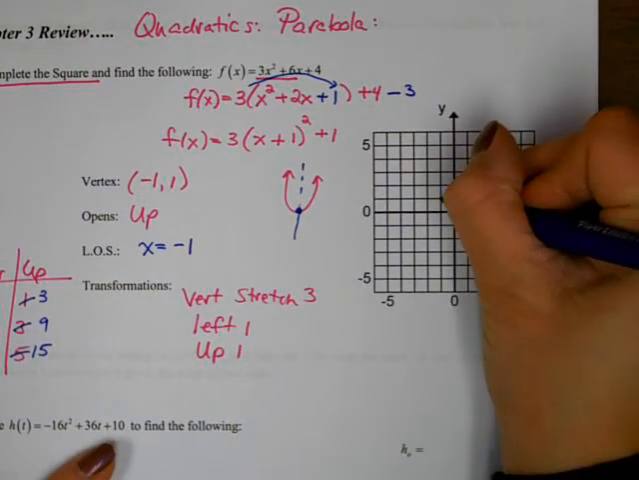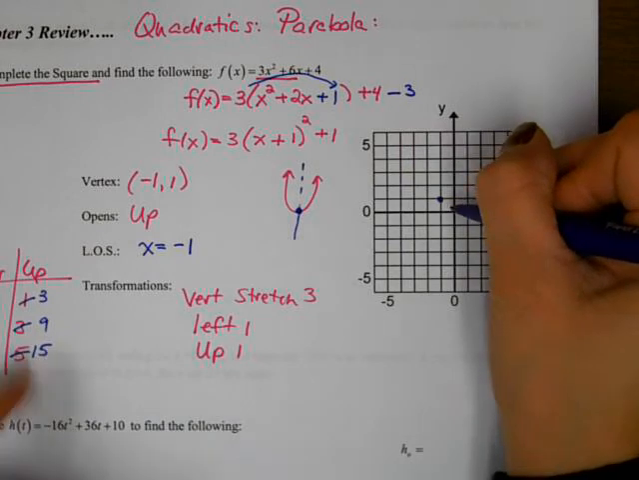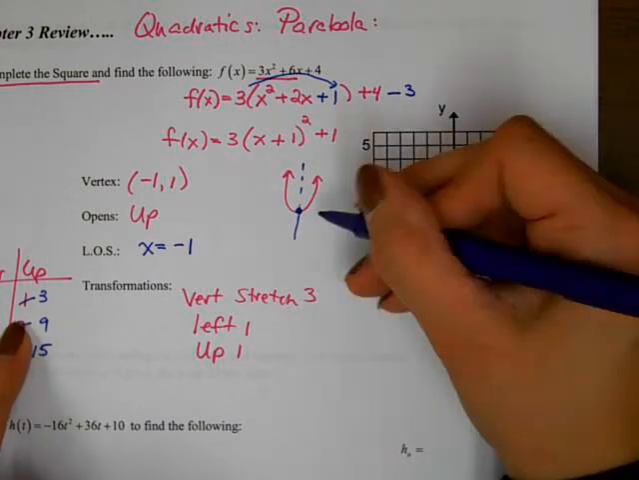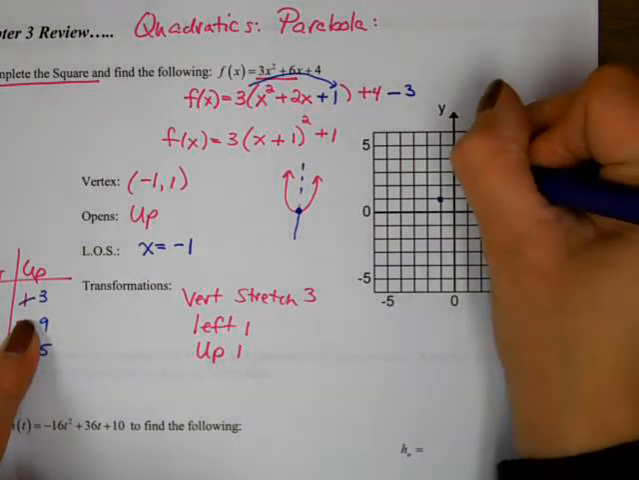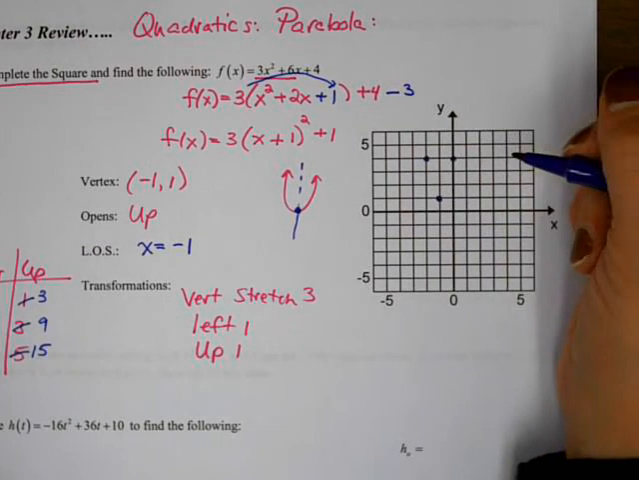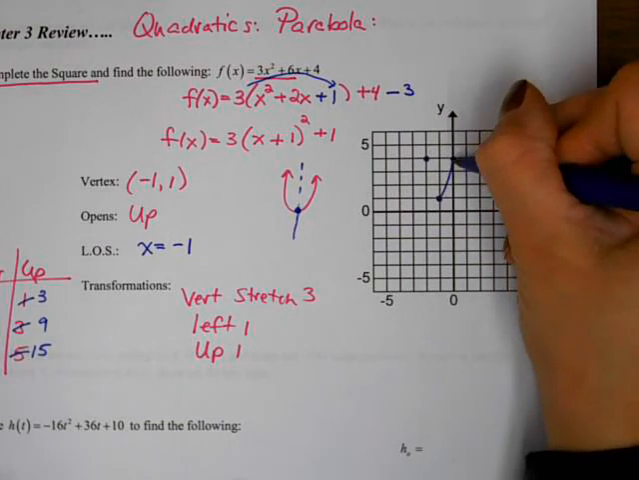So let's go left 1, up 1. Vertical stretch of 3. We're opening up, over 1, up 3. That's all I can fit. Over 1 up 3. Get really skinny in there.